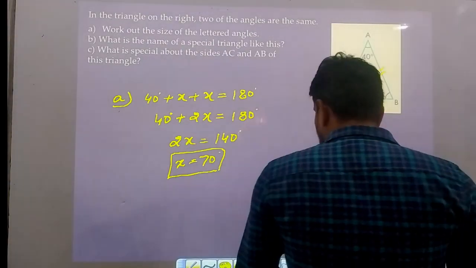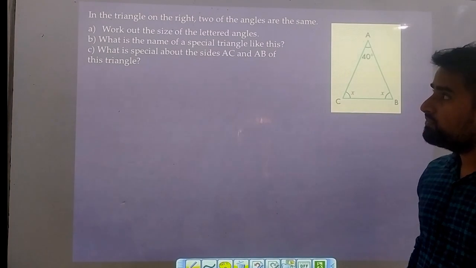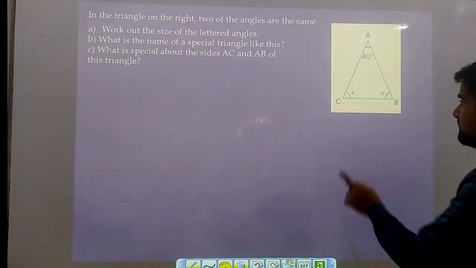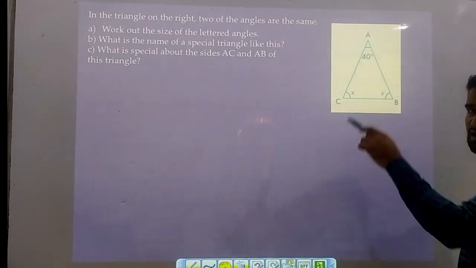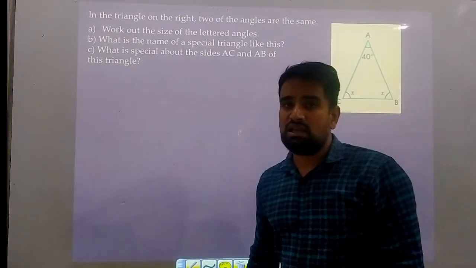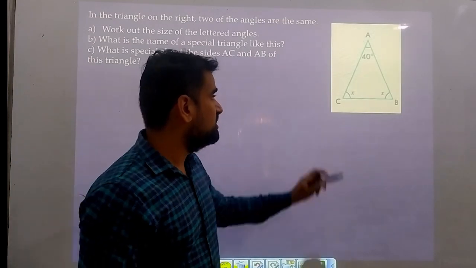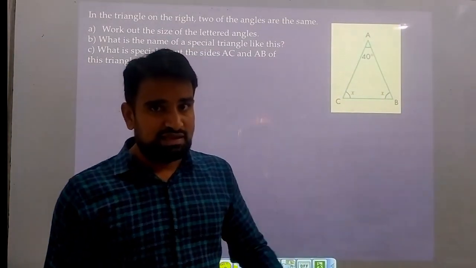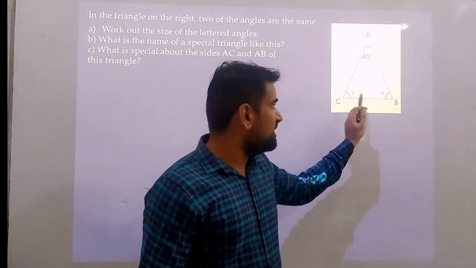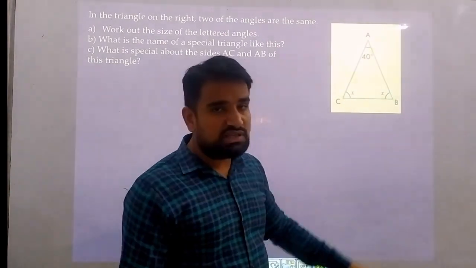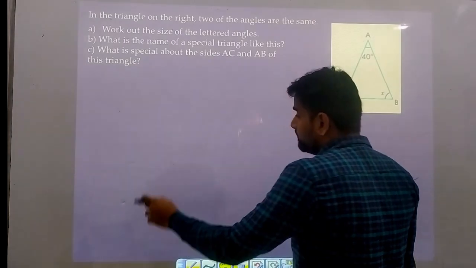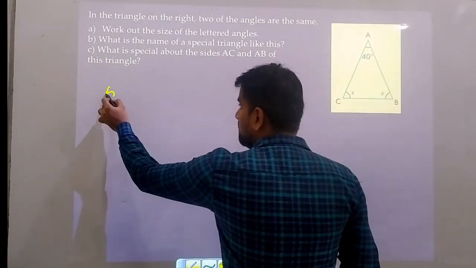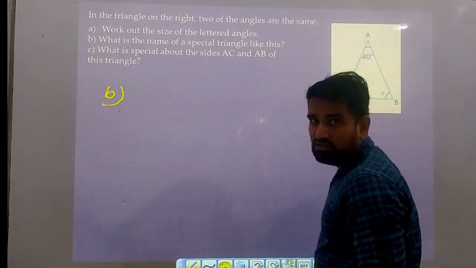So in the same question, there is a question number B. What is the name of the special triangle like this? You know that if two angles of any triangle are equal to each other, that means these kinds of triangles are called what? Isosceles triangles. These two sides are also equal to each other, the opposite sides. The opposite sides of the equal angles in any triangle are always equal to each other. So for question number B, it's the isosceles triangle.